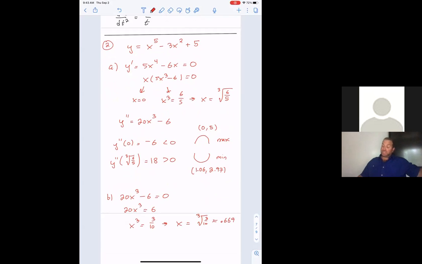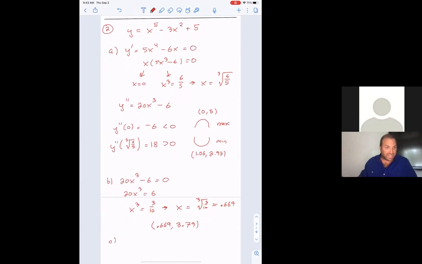And that is between 0 and 1.06, concave down on one side, concave up on the other side. So our point of inflection is 0.669 comma, and then I just got to scroll up to my answer to the fifth minus 3 times answer squared plus 5, and that gives me 3.79. Nice calculator. It really simplifies my work.